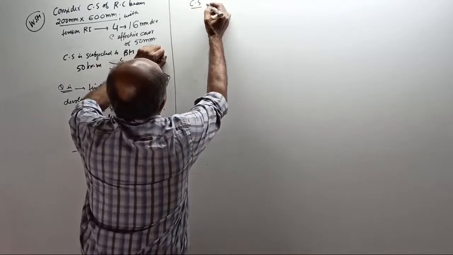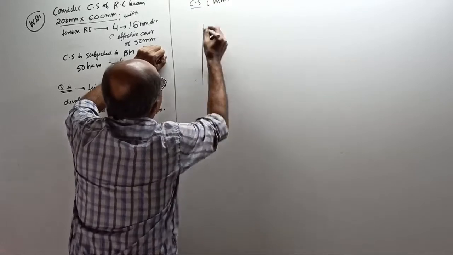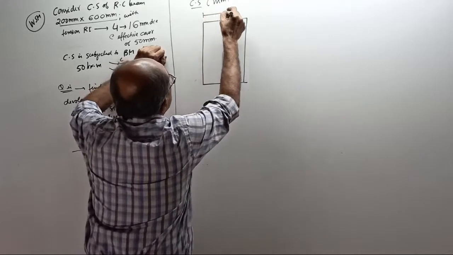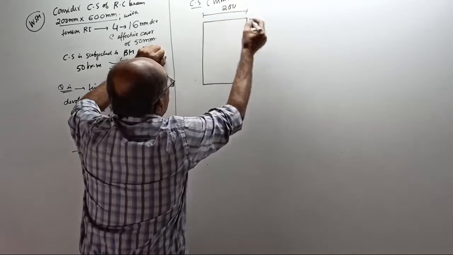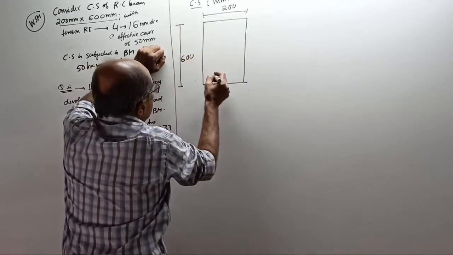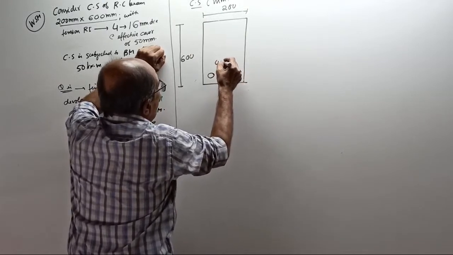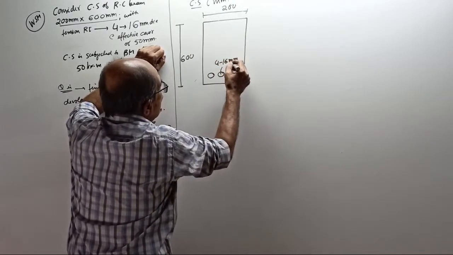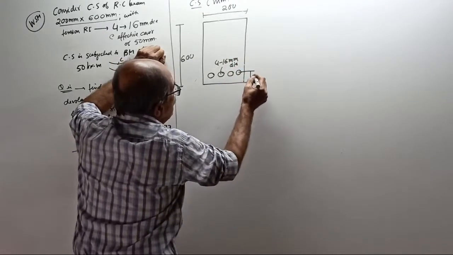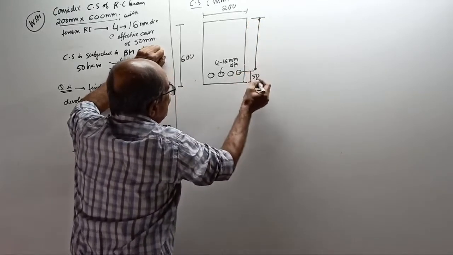Start. Now, first I will put the cross section. See, cross section. All dimensions in millimeter. This width is 200 millimeter. Overall depth is 600. They told in the question 600. There are 4 bars of 16 mm diameter. There is an effective cover of 50 millimeter. So anybody can tell me what is this distance. This is given in the question.